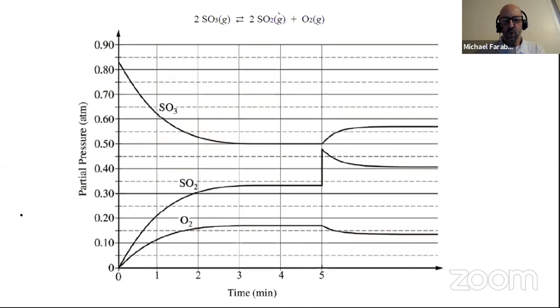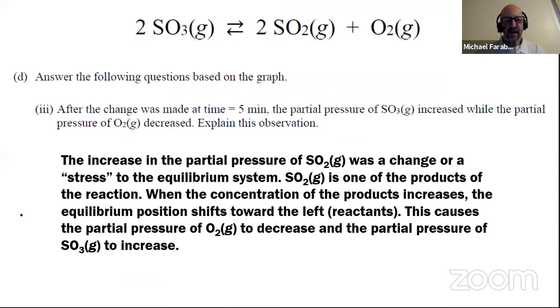So once we add more SO2, we're going to shift the equilibrium toward the left. That's going to cause the SO3, which is a reactant, to go up. And it's going to cause some of the SO2 and some of the O2 to decrease because those are products. Okay, so the increase in the partial pressure of the SO2 was a change or a stress to the equilibrium system. SO2 is one of the products of the reaction. When the concentration of the products increases, the equilibrium position shifts toward the left.